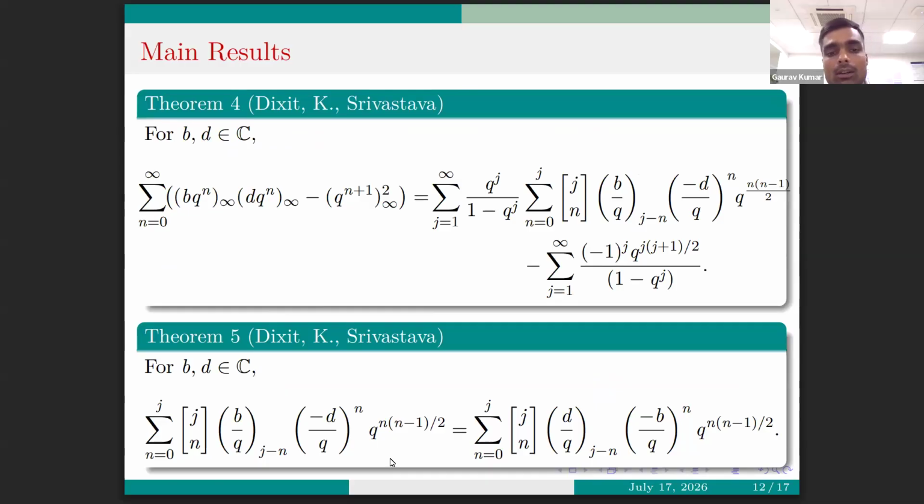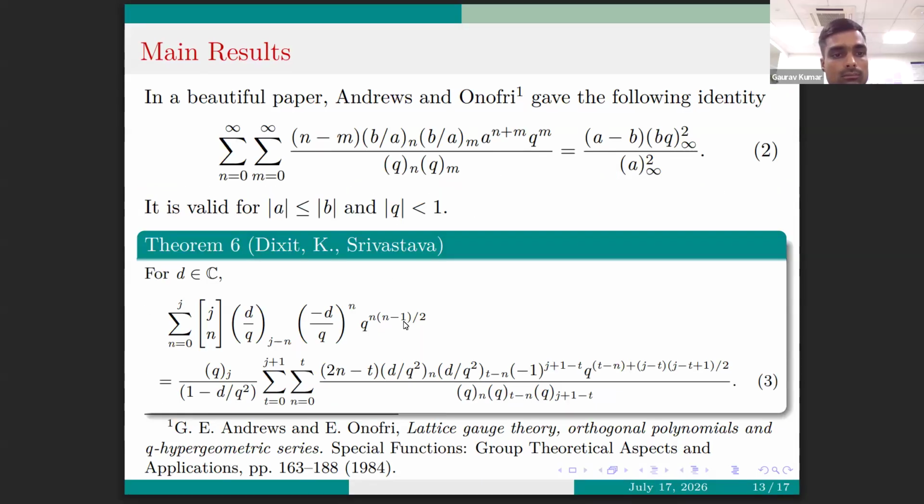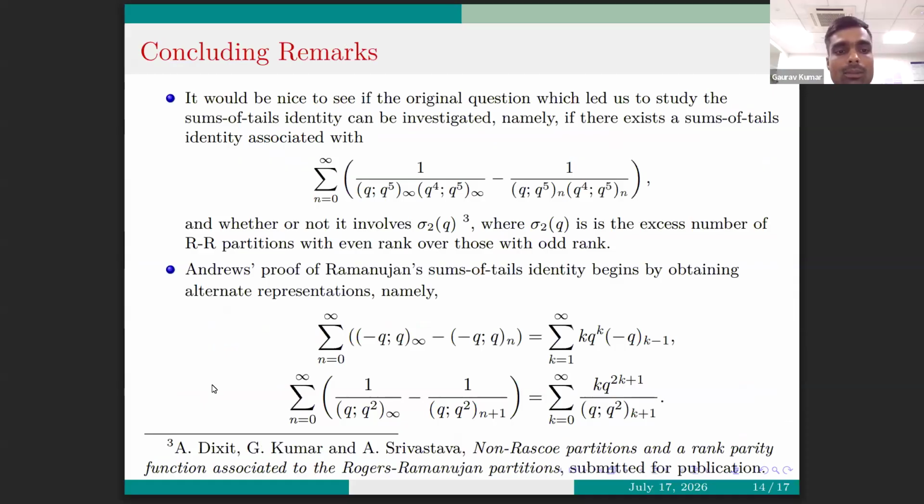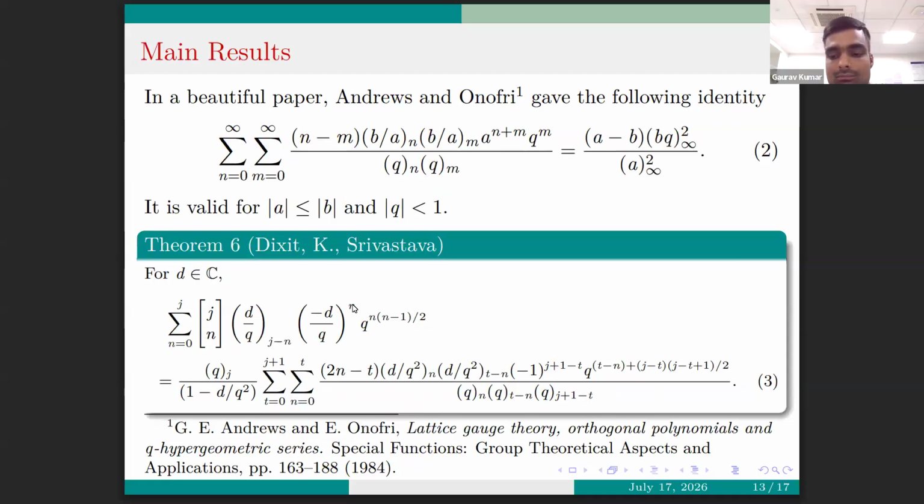So we can reverse the entire process and obtain this as the generating function for this particular finite sum. And we also obtained this particular representation for this finite sum when B and D are equal. So B and D are equal means we have put B equal to D in the Pochhammer symbol also and in the exponent also.